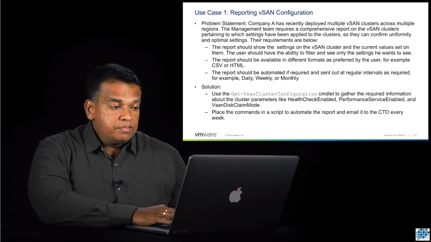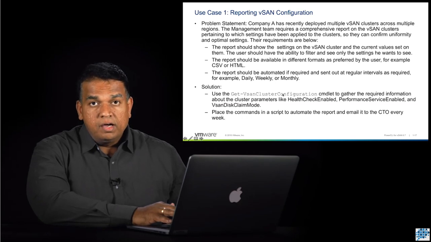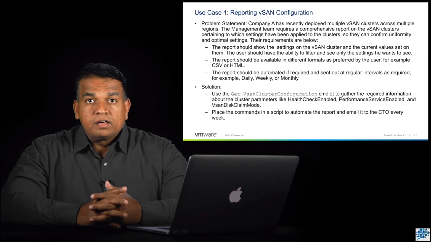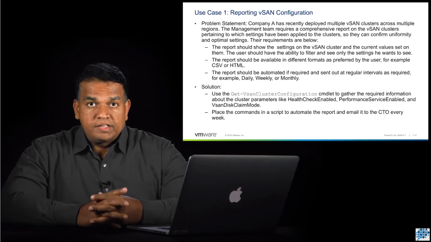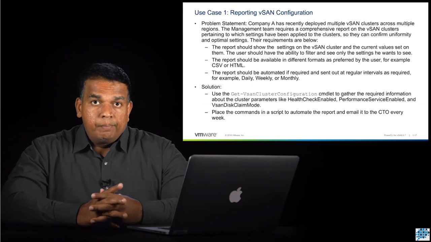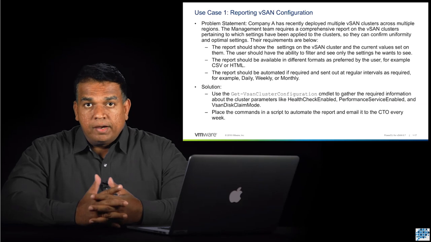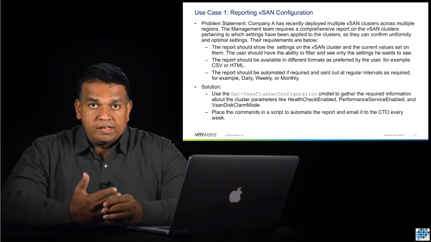So we have this PowerCLI commandlet called Get-VsanClusterConfiguration. Once we run this command, you will pretty much get a complete overview of the settings of your vSAN cluster. So in the coming slides, I'm going to show you how to use this commandlet to find out the different settings of the vSAN cluster.